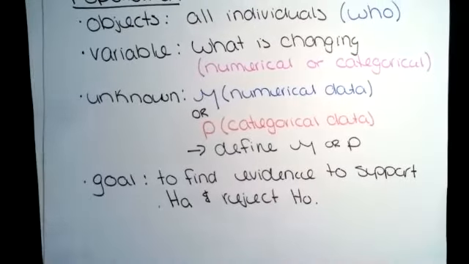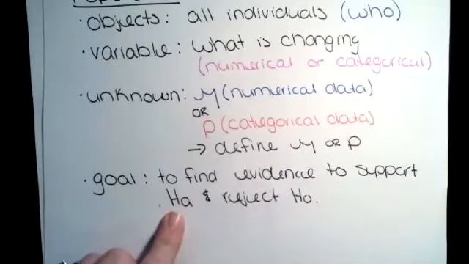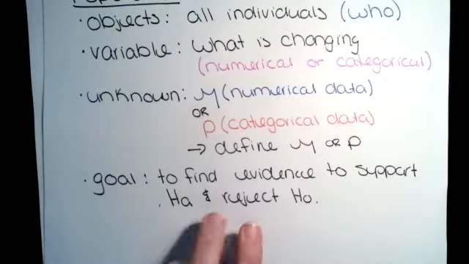Now, it's not two different things. This is one and the same. So if I'm rejecting my null, I'm finding support for my alternative, okay? So it's not like I have to do two different things with the and, it's just they're one and the same.